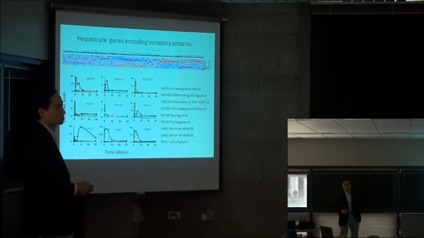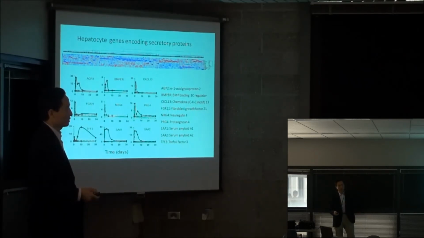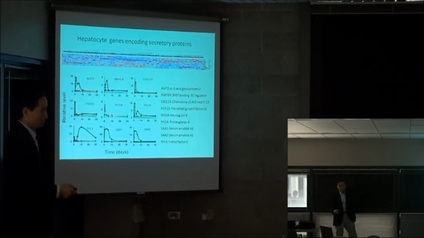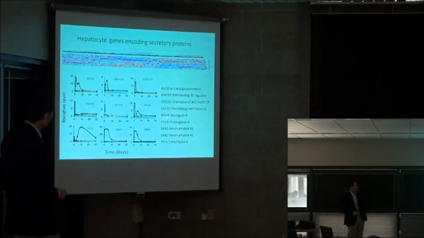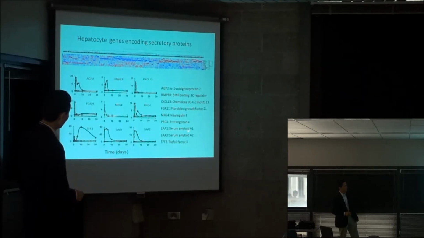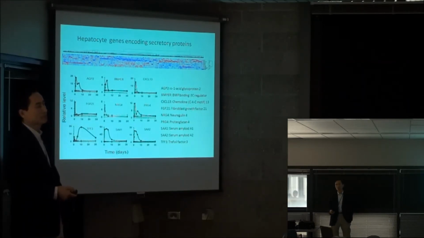FGF21 regulates glucose level. It behaves like insulin, but it's not insulin. It can lower blood glucose. It actually works for mice, rats, cats, and humans. Currently, FGF21 has been used to lower human glucose level for diabetes. NRG4 is a factor regulating neuronal growth and development. PRG4 is also a serum blood-borne protein that regulates inflammation. SAA1, serum amyloid, is also an acute inflammatory factor.